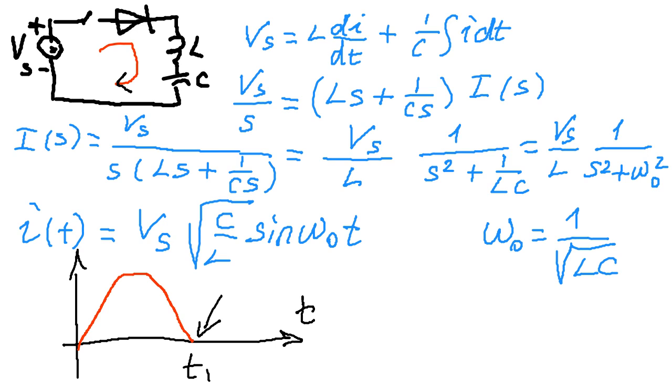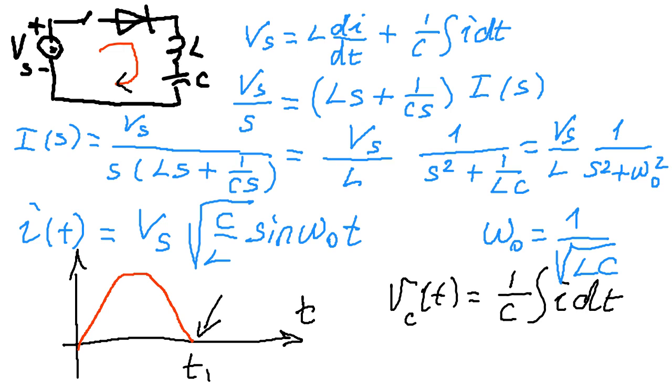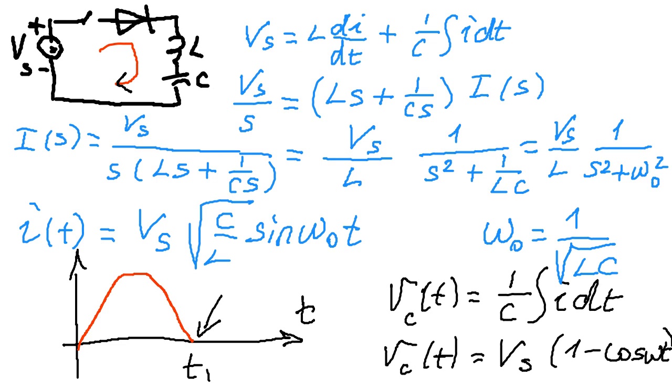And the voltage of the capacitor, by the way, Vc(t) is equal to, you remember, 1 over C integral i dt. Therefore, Vc(t) is equal to Vs times 1 minus cosine omega t. I think you can read that one.